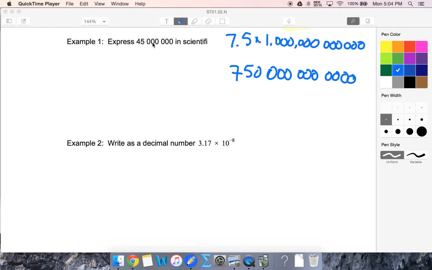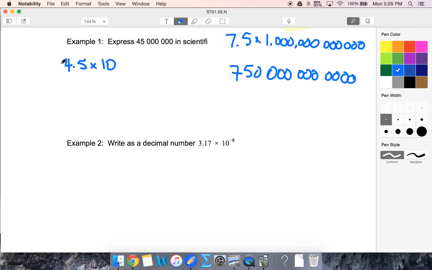Well, what we really want to do is first think of a number between 1 and 10 that's going to use all of our significant figures. Currently we just have these two significant figures, so our number between 1 and 10 is 4.5. And that's using all of our significant figures. And 4.5 times 10, we want to know how many times we have to multiply by 10 so that the equivalent is the same. We want these things to be equal.